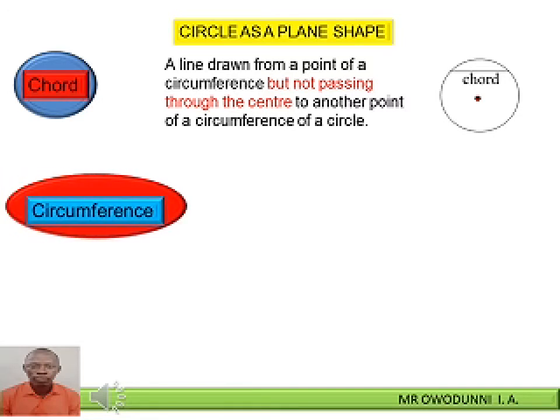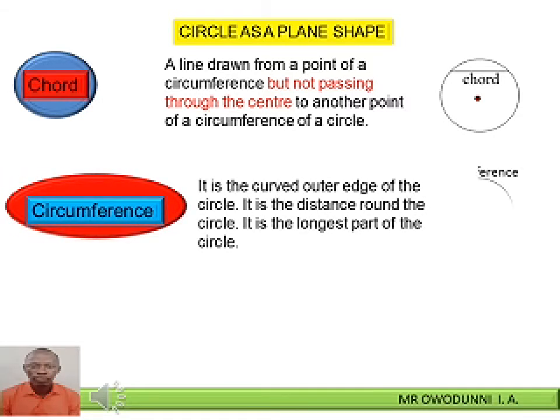Circumference. It is the curved outer edge of the circle. It is the distance around the circle. It is also the longest part of the circle. That line that forms what you call a circle, it is your circumference.